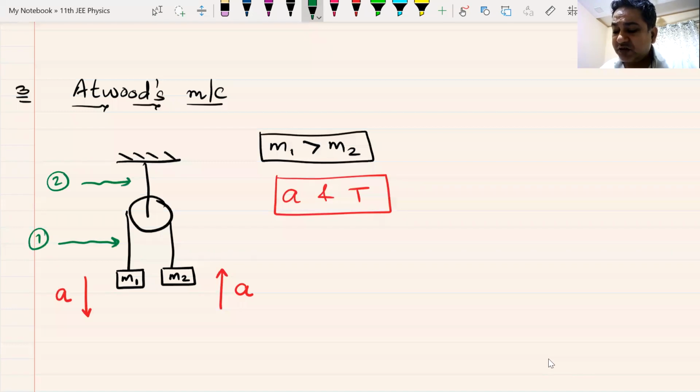This could be a string, or this could be a rod, or this could be a hinge. It could be anything, hanging like this. So you have to find the tension in string 1, and whatever force there is in number 2: if it is a string, it will be tension; if it is a rod, it will be force inside the rod. How will you do it?